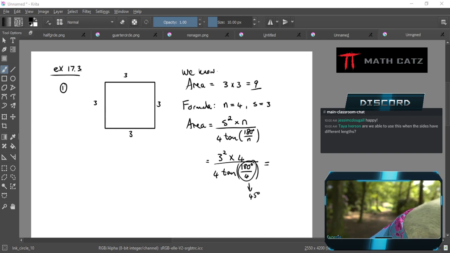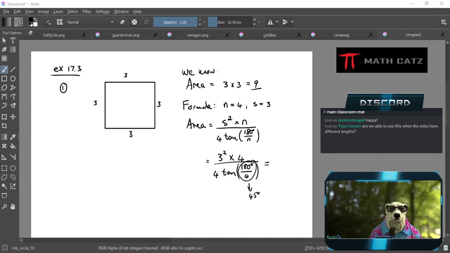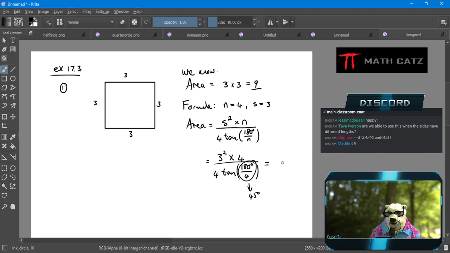Let me use brackets. Like so, and oh, big surprise, it is a 9 as well. Question there: are we able to use this when the sides have different lengths? No, it has to be a regular polygon.